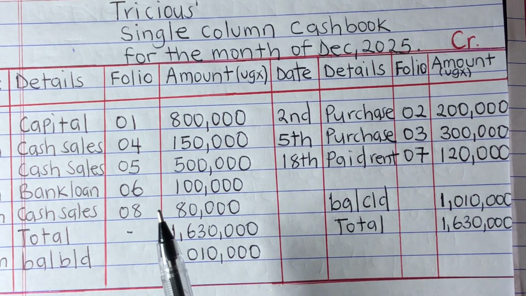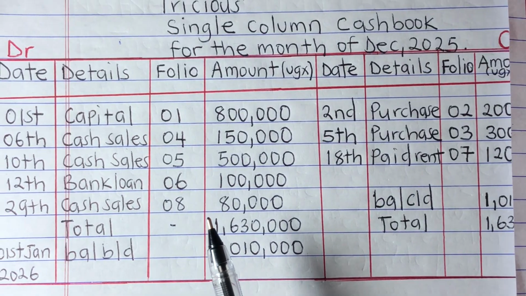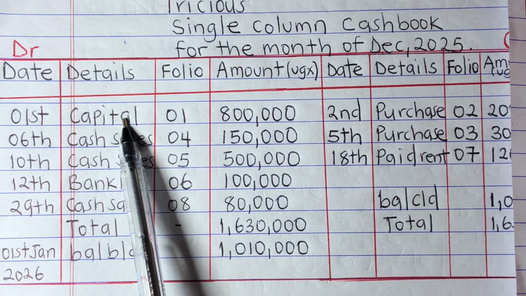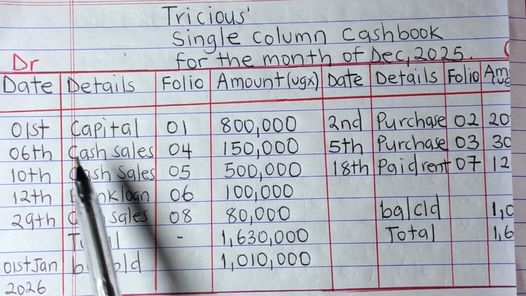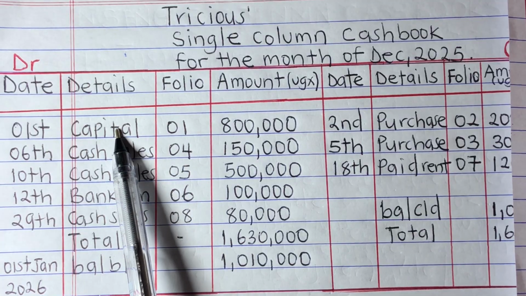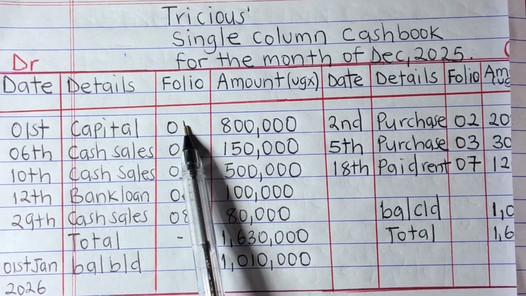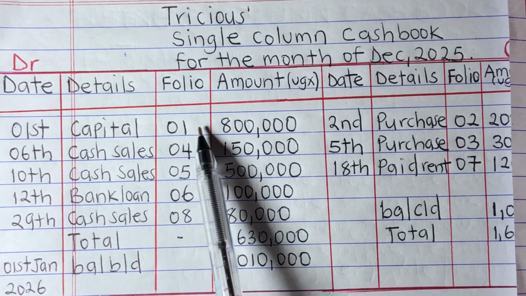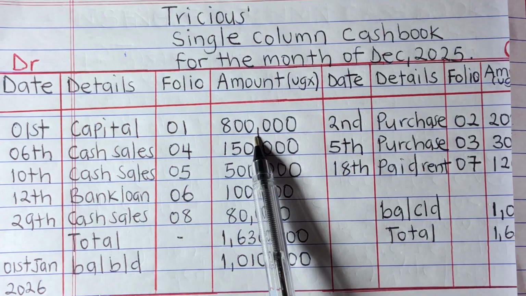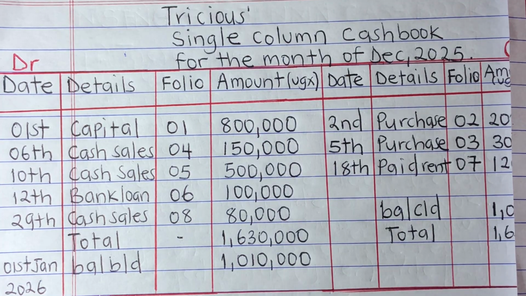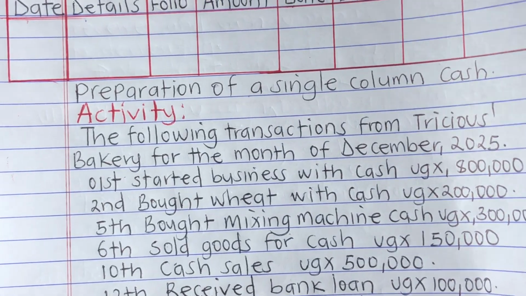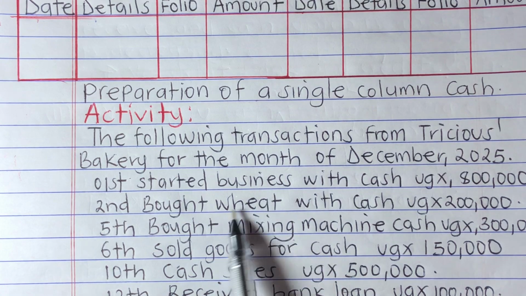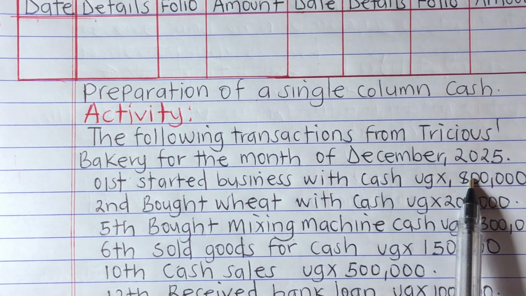So our transaction was on first. Started with capital, meaning cash, the money used to start a business is called capital. So it is first, and our details become capital. Let's name it as folio number 1, and the amount was 800. So you post this and record it at first: capital, folio number 01, and then the amount UGX 800,000. That is on first. We are dealing in a single entry system, and we post the transaction once, so we are done posting it.